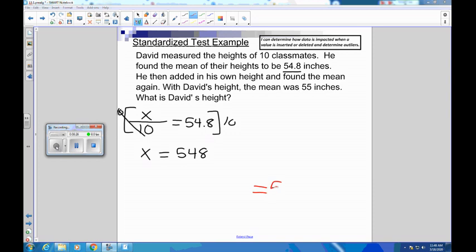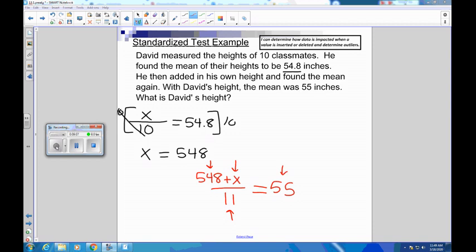I have the mean is 55. The total amount of classmates, it was 10, but then David added his in. So that's going to be 11, right? The 10 classmates plus David is 11. Then I have 548, because that was all of his classmates, and then I'm going to add in David's height. So to find the mean, we take the sum of all of their heights, so 548 is all the classmates, x is David. We're adding them together. Then we're going to divide that by how many students there are. There's 11 students, and that equals the mean.